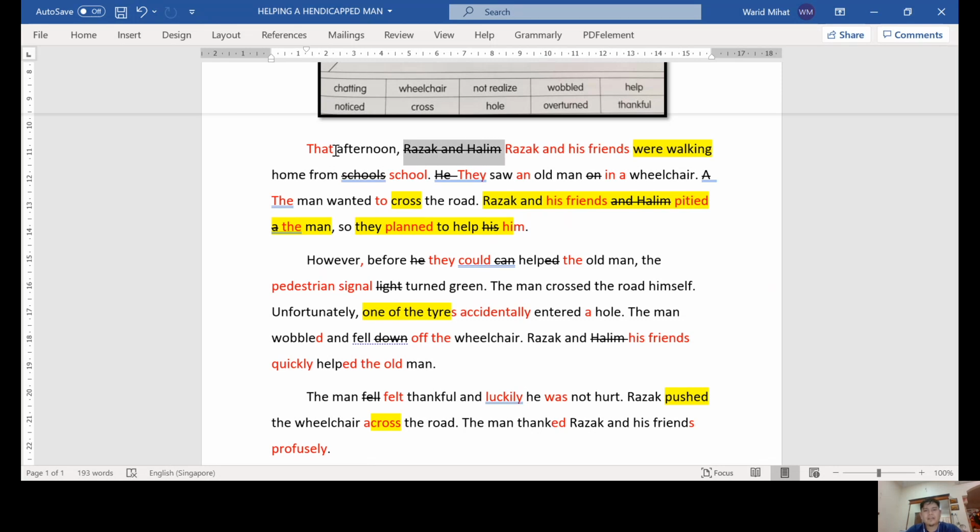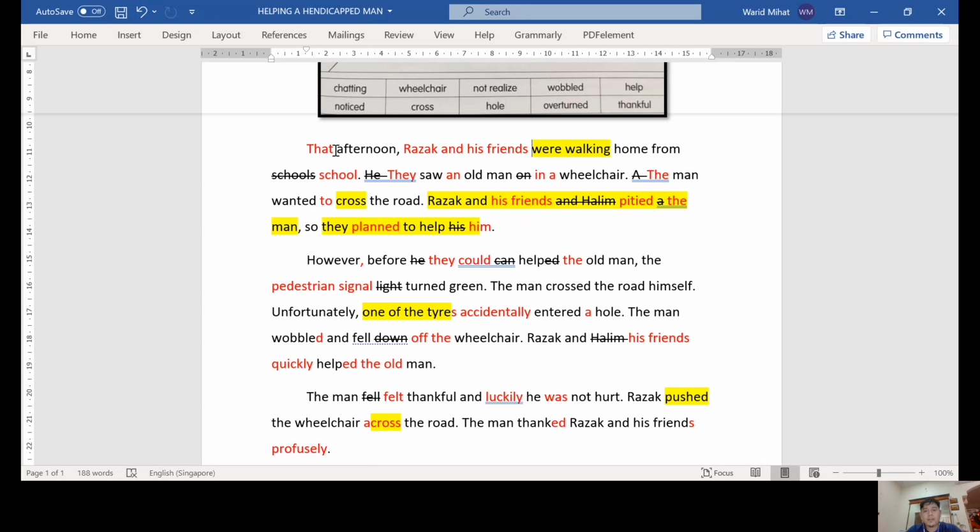Remember, yeah, time frame dan tenses has to correspond well with one another. You tak boleh guna time frame untuk simple dengan continuous tense. You kena gunalah time frame continuous tense dengan continuous tense.